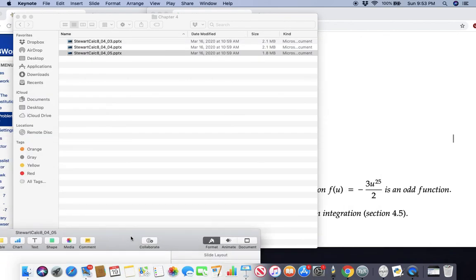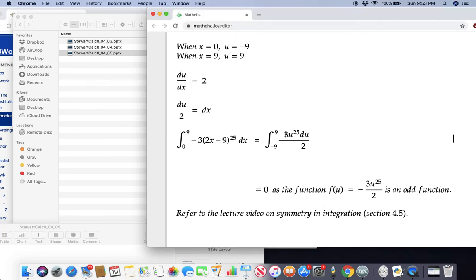So that's what has happened. This is an odd function. Look, odd power and nothing else. Symmetric endpoints, so this is 0.